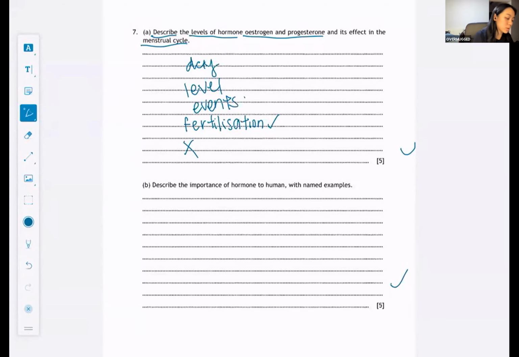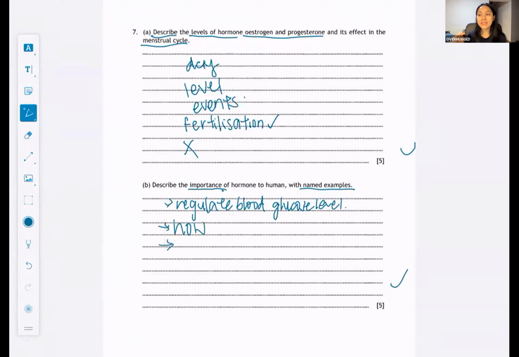The importance of hormones, when you talk about importance, name examples. So of course you have to name glucagon and insulin, or either one is fine. And then talk about its importance, which is regulating blood glucose concentration. And then the function of the hormone. So what is the function of insulin? What's the function of glucagon? Here the points are also in the notes: it will stimulate the body cells to increase glucose uptake by increasing the permeability of the plasma membrane. And then it will stimulate the liver and muscle cells to convert excess glucose to glycogen, right? So this is the function of insulin, to regulate blood glucose level. This is how it regulates.